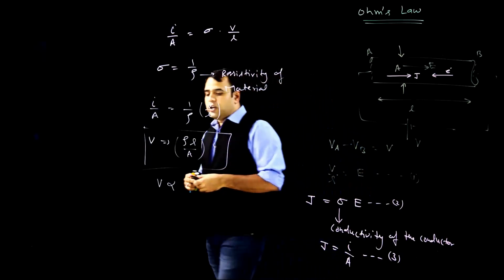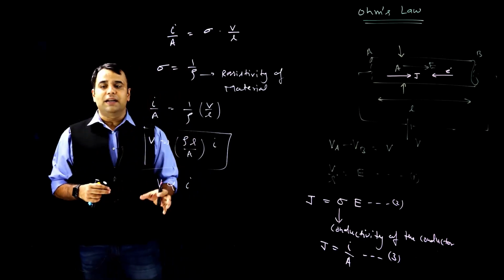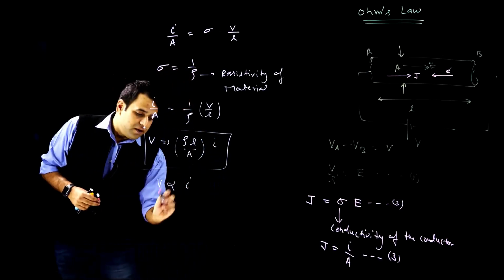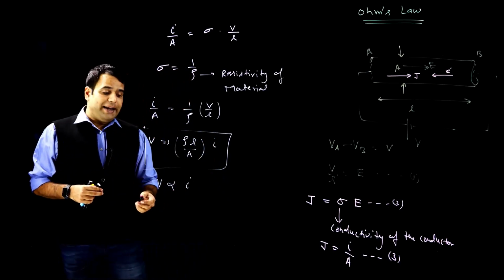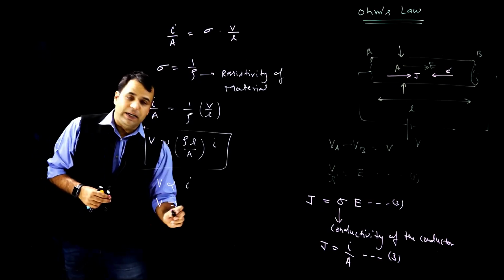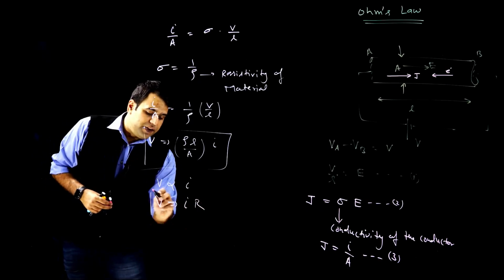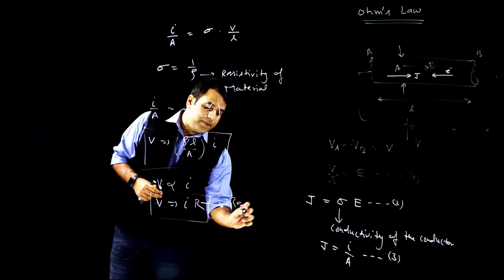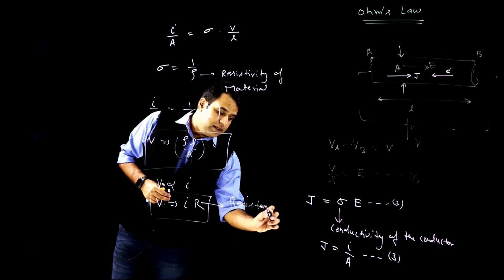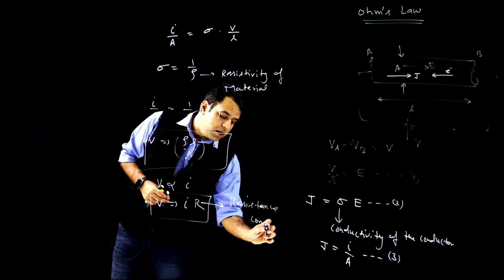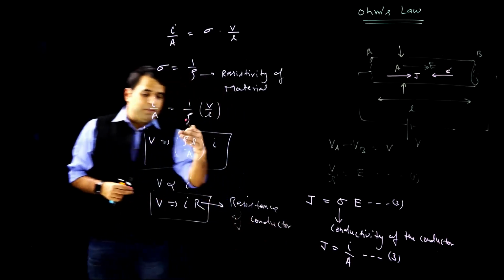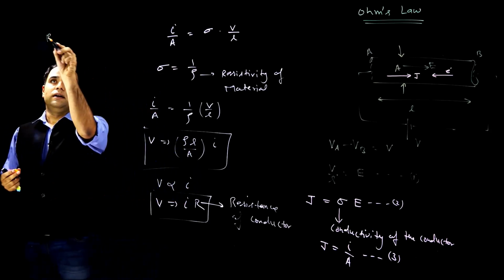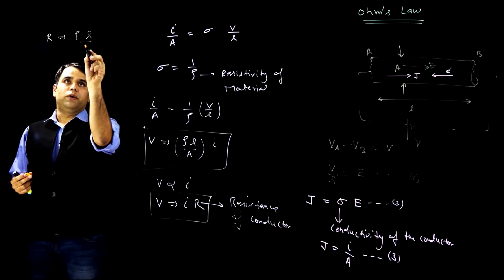Okay, and that proportionality constant which we are getting here is defined as the resistance of this conductor. So we say V is proportional to I. So this proportionality constant we introduce as R, where this R is defined as the resistance of the conductor. So if we compare these two equations, we will get R is equal to rho L upon A.